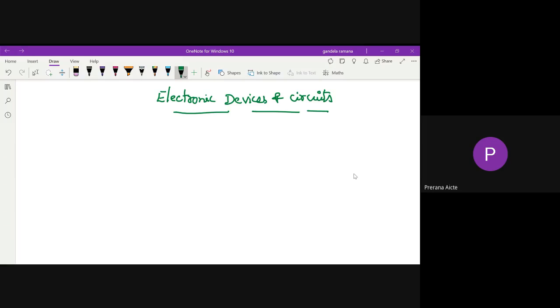In this you have the topics: energy bands in intrinsic and extrinsic semiconductors, equilibrium carrier concentration, direct and indirect band gap semiconductors. In carrier transport: diffusion current, drift current, mobility and resistivity, generation and recombination of carriers, Poisson and continuity equations, PN junction, Zener diode, BJT, MOS capacitor, MOSFET, LED, photodiode and solar cells.